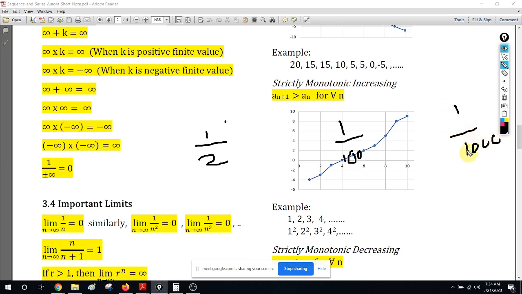So that means 1 over infinity is getting closer and closer to what? It is getting closer and closer to 0. So we can say, rather than writing it like this, the better way of writing this is what?